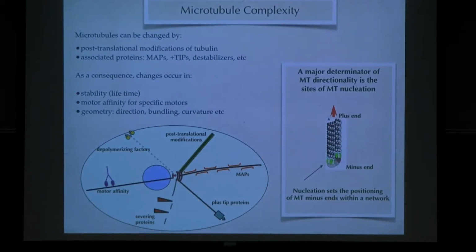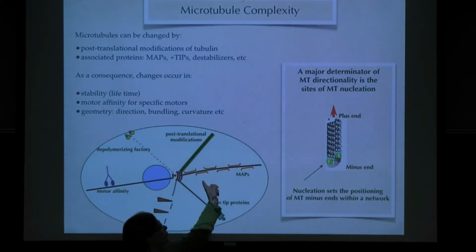Besides different geometries, it is important to keep in mind that microtubules are regulated by a variety of mechanisms. One is that tubulin itself, as a molecule, can be modified through a variety of post-translational modifications, and also there are multiple proteins that bind to microtubules and modify their organization. Some of those proteins are called MAPs, or structural MAPs.